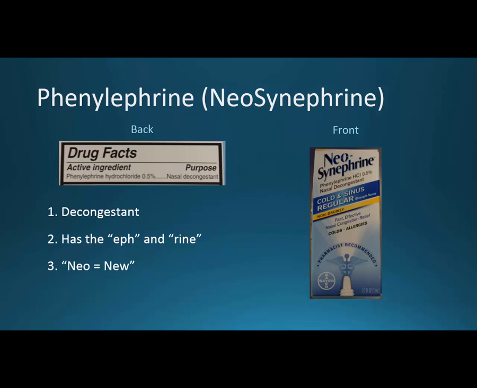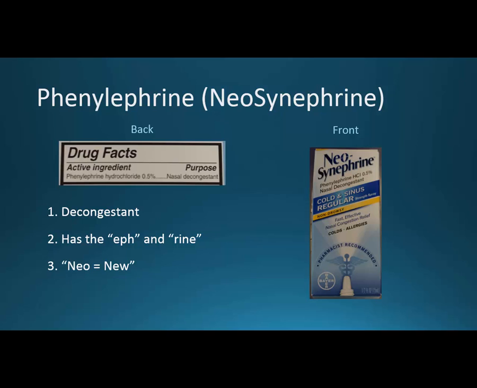So, like pseudoephedrine, phenylephrine is also a decongestant, but this is a nasal decongestant, so it's a spray, but it can also be found in some liquid cold products. It has the F and the RIN, so you can see that there's no official stem here, but you can see that there's certainly some similarities in the words. And neo just means new, so you can just think of it as some new decongestant.